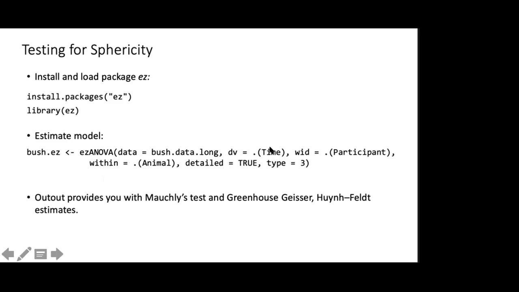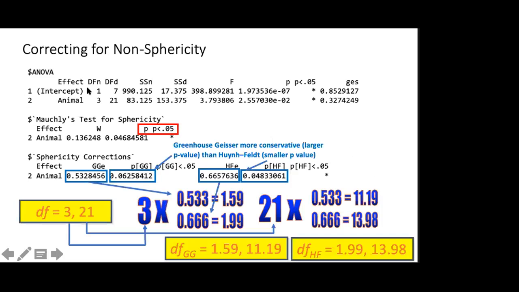So it's a dot and not brackets, no, never mind. But yeah, that is just a little bit strange. Otherwise, it's pretty straightforward. The output provides you with the typical ANOVA output, right? So you get your intercept and the effect of animal with all your test statistics. And then it also provides you with Mauchly's test for sphericity. You see here the test statistic and the corresponding p-value, and you can see it's significant.